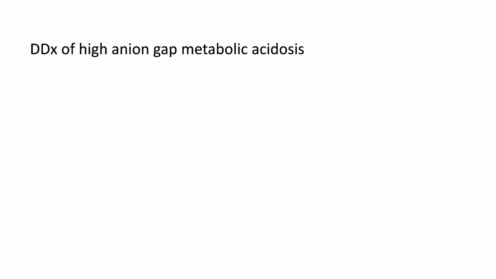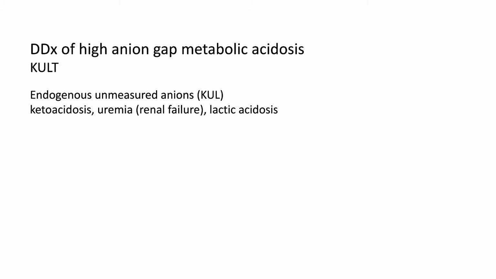What about a differential diagnosis for a high anion gap metabolic acidosis? I like the term KULT. It helps me separate it into endogenous and exogenous causes. So endogenous is the first 3 letters, KUL, so ketoacidosis, so things like diabetic ketoacidosis, starvation ketoacidosis, alcoholic ketoacidosis, anything that produces ketoacids can give you a high anion gap metabolic acidosis.